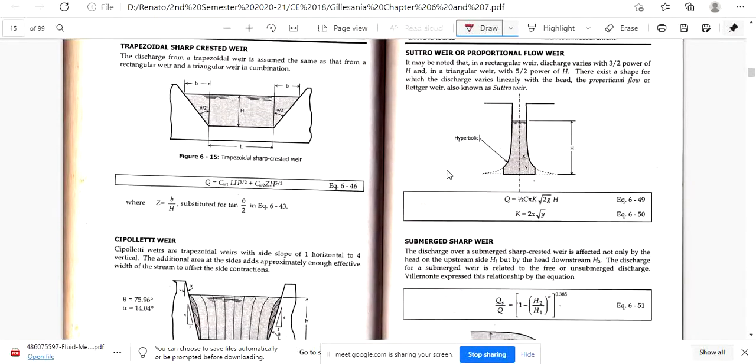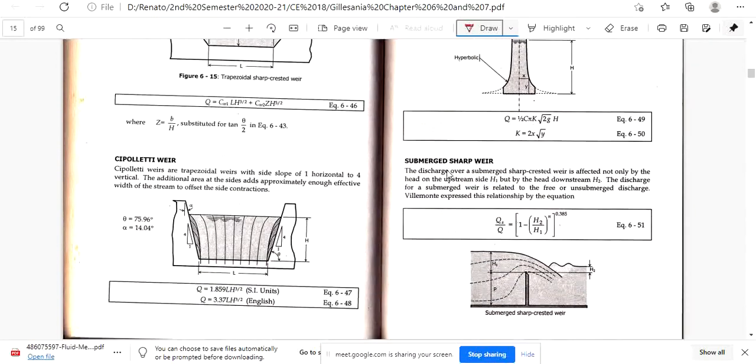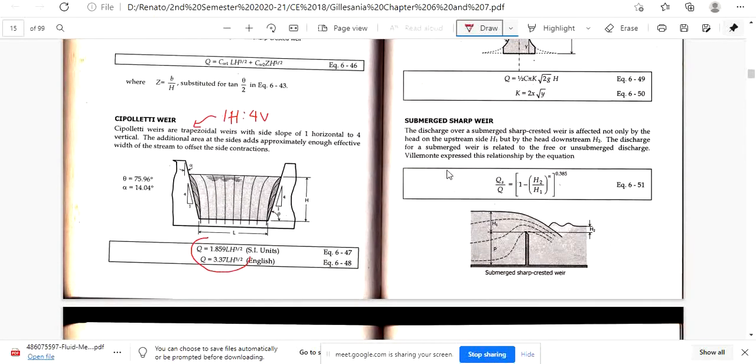So trapezoidal, sharp crested, actually you have only to add the rectangular section and the triangular section. So kana ra. So mora na siya. Ang namalahi ra is ang sa Sipoleti ware wherein you must remember this one. Kay na uban nga problem nga moingon ra nga trapezoidal ware having a section 1H is to 4V. So, matik na siya nga Sipoleti ware. So, mao ni imong gamiton nga equations.